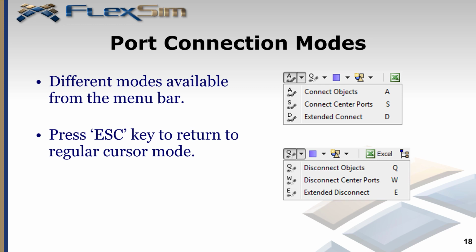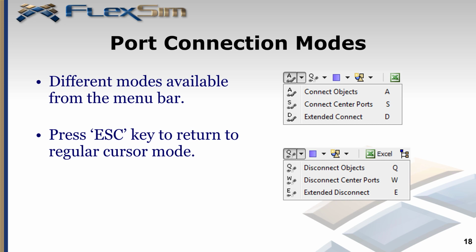Port connection modes I pointed out when I built the little sample model. It can be accessed through the toolbar. If I had clicked on the arrow next to that connect symbol, I would have seen three options to either connect objects, or connect center ports, or extended connect. And then the associated keyboard shortcut is shown next to it. So connecting objects is done with the shortcut key A on the keyboard, S for center ports, and D for extended connect, which we haven't talked about yet.